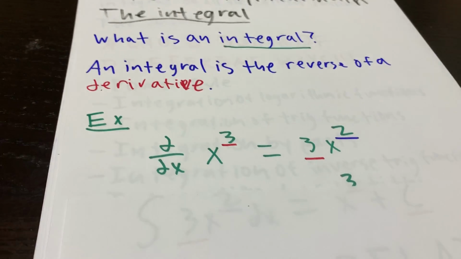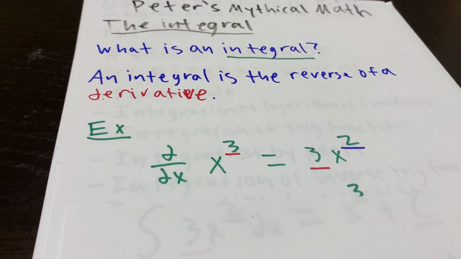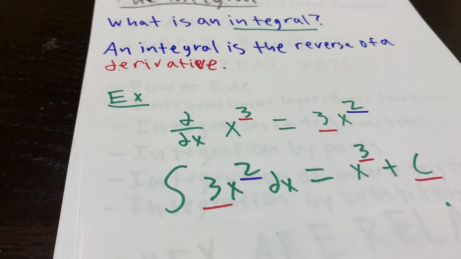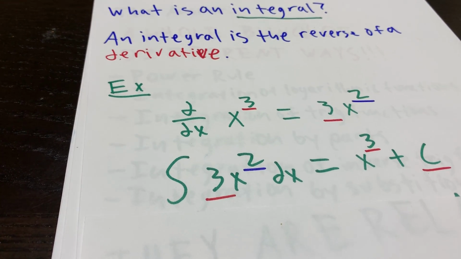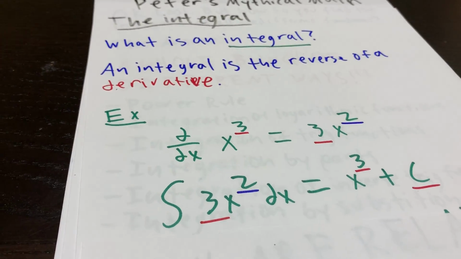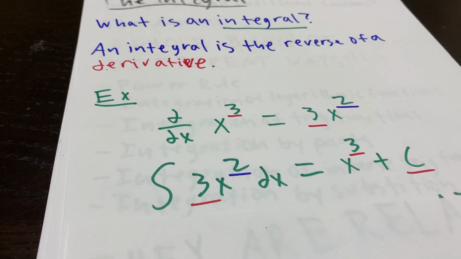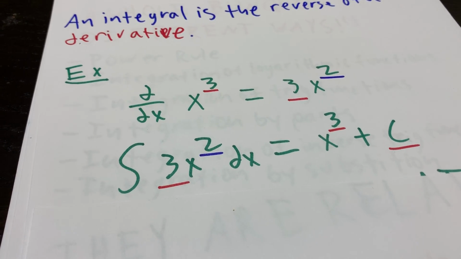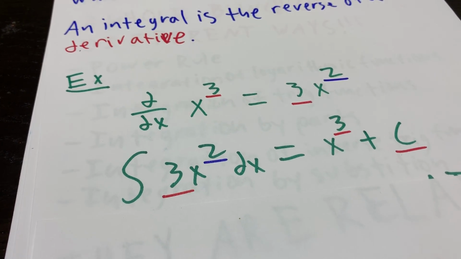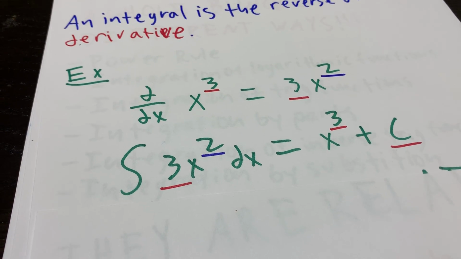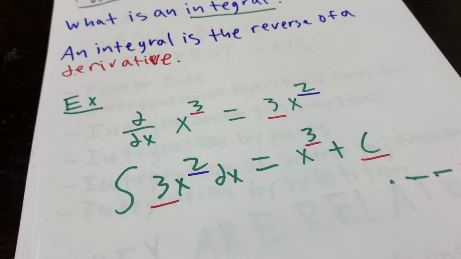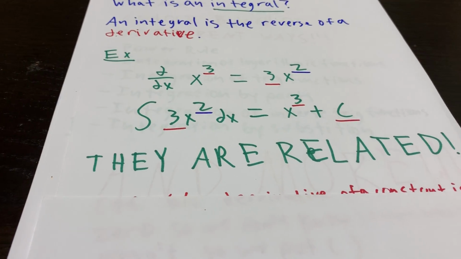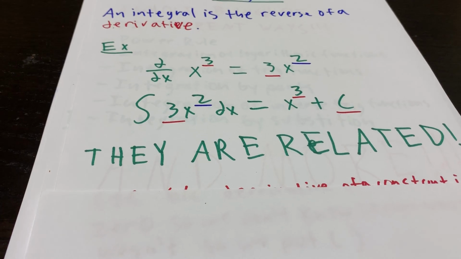When you have the function x cubed and you take the derivative, you get 3x squared. However, if you were to do the opposite of that, and you were to take the integral of 3x squared, it goes back to the original function before you took the derivative. So it's kind of undoing what the derivative has done. In this case, x cubed is the answer to the integral of 3x squared.